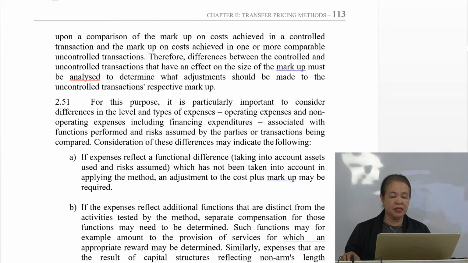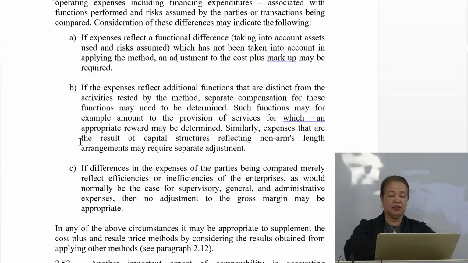If expenses reflect a functional difference, no? So, na-pinpoint mo based on your analysis, the expenses reflect a functional difference, taking into account assets used and the risk assumed, which has not been taken into account in applying the method, an adjustment to the cost plus markup may be required. No? So, i-require yung adjustment.